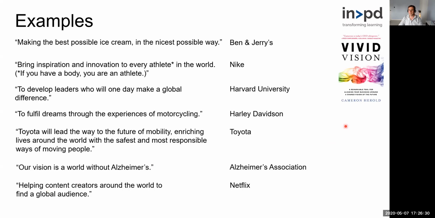Another good signpost for you here then is Vivid Vision by Cameron Herold. Because if we take the idea that vision is so important and fundamental, why do we just give it a soundbite treatment? He talks about the idea of actually not doing that and describing in better detail, in more compelling terms and more depth, what the vision is there to do.